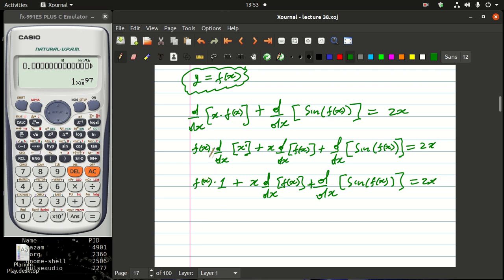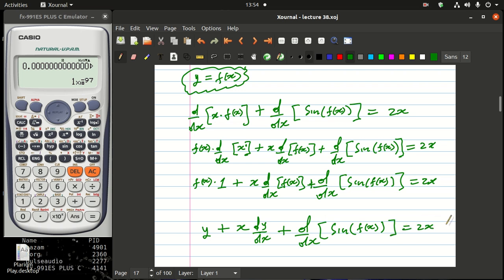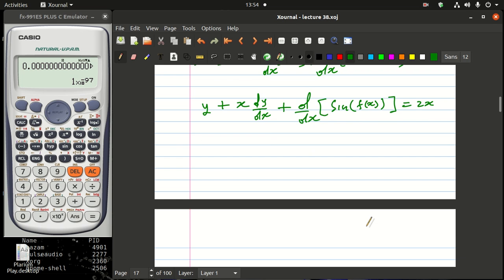And then my f of x, I know that it is y, so I have y plus x times dy dx, because f of x, this is y, so this is going to be dy dx, plus d dx of sine of, for now I am going to leave this as it is, equal to 2x, because I haven't done anything with this part. Now I am done here. The only part that is left is this one.